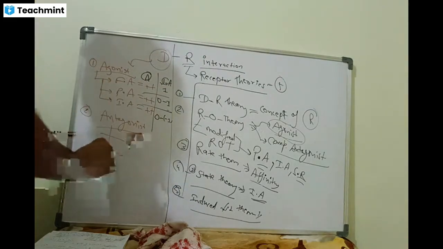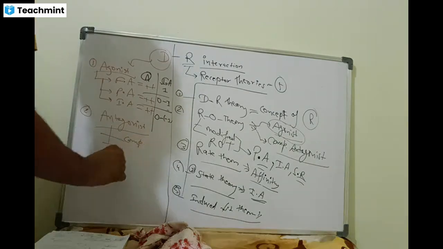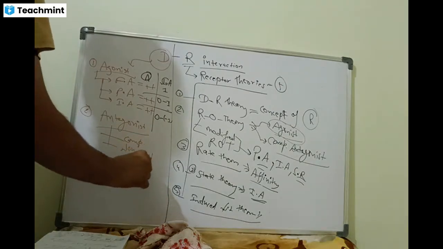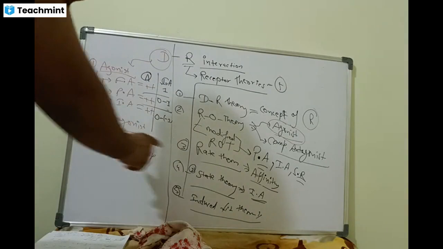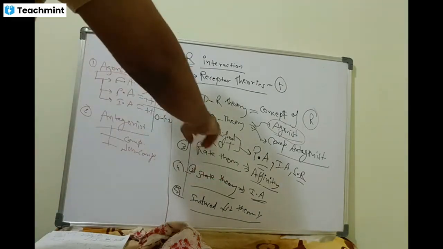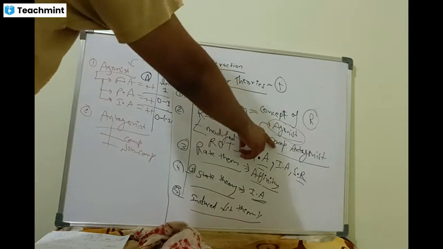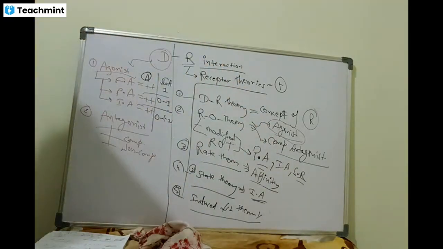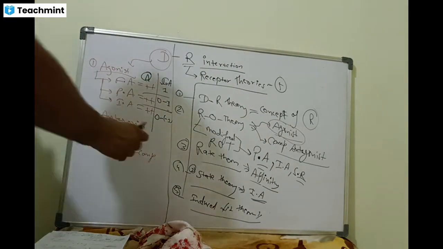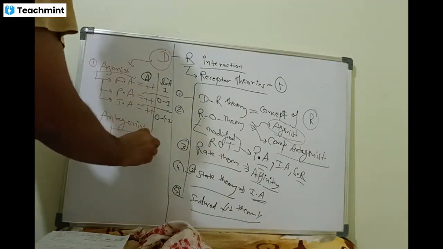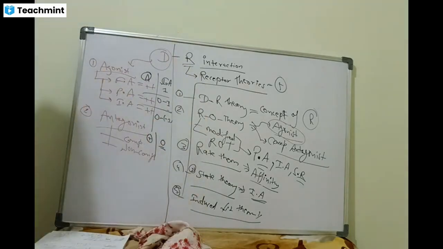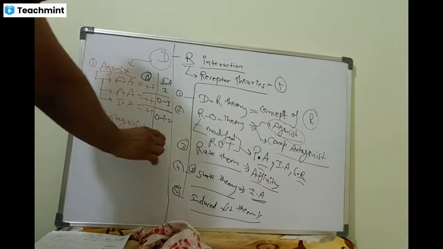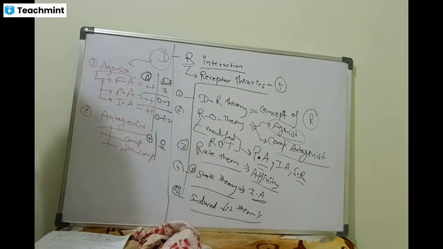Number two, antagonist. These are of two types, competitive and non-competitive. This competitive antagonist concept originated from the receptor occupancy theory. Whether competitive or non-competitive, they have affinity, but intrinsic activity is zero. Intrinsic activity is zero means they bind to the receptor but do not stimulate the receptor.